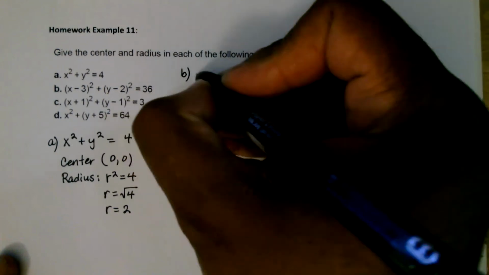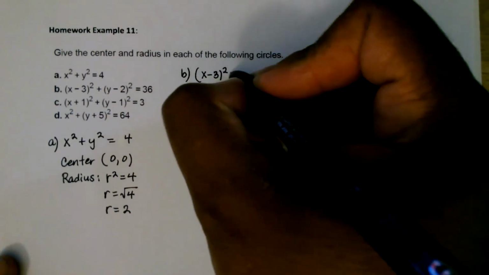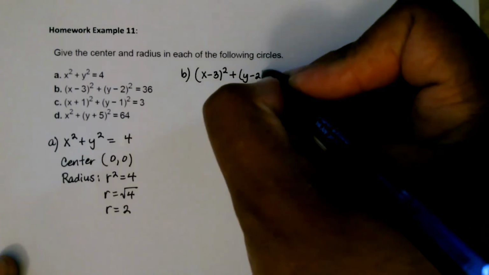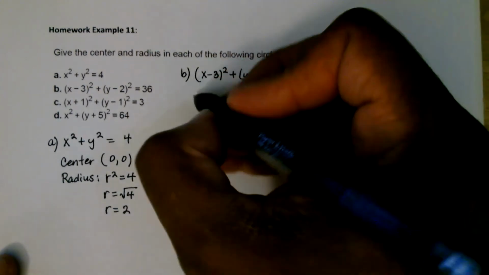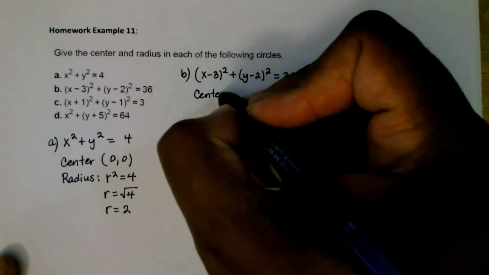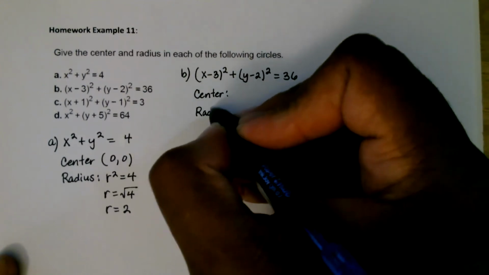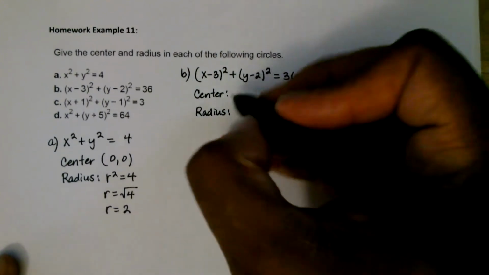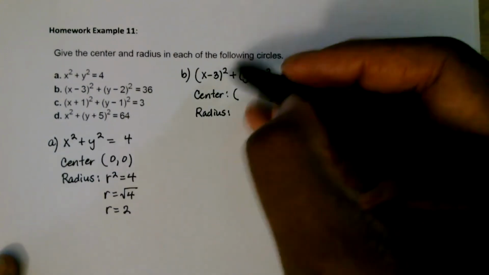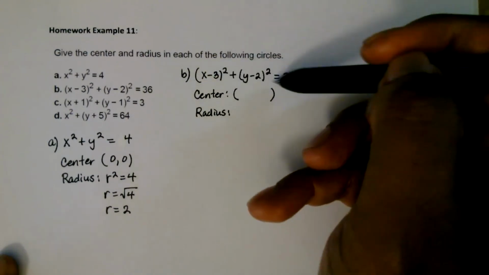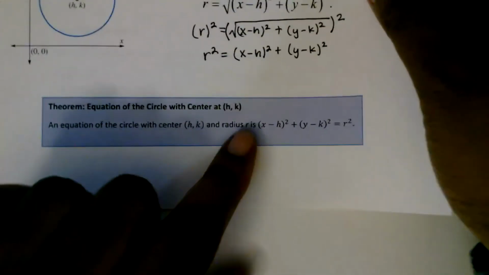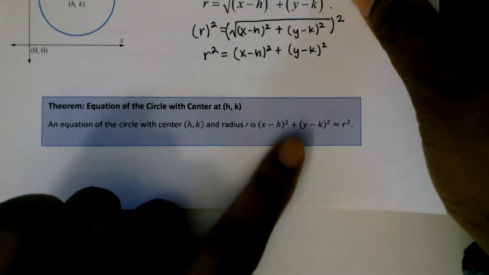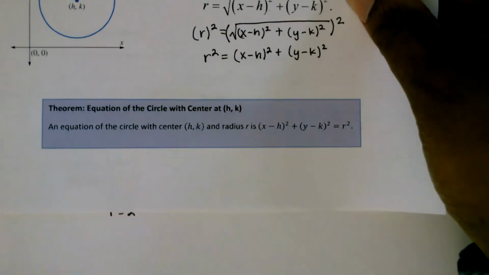Right, now part B. Here we've got x minus 3 quantity squared plus y minus 2 quantity squared is equal to 36. And here I want to find the center and the radius of that circle. Well, to find the center, notice that it's not at the origin because you've got a 3 and a 2 right here. Now, the way you're going to identify that center is this, because it is written in this form, as you can see here, x minus h quantity squared plus y minus k quantity squared equaling r squared.